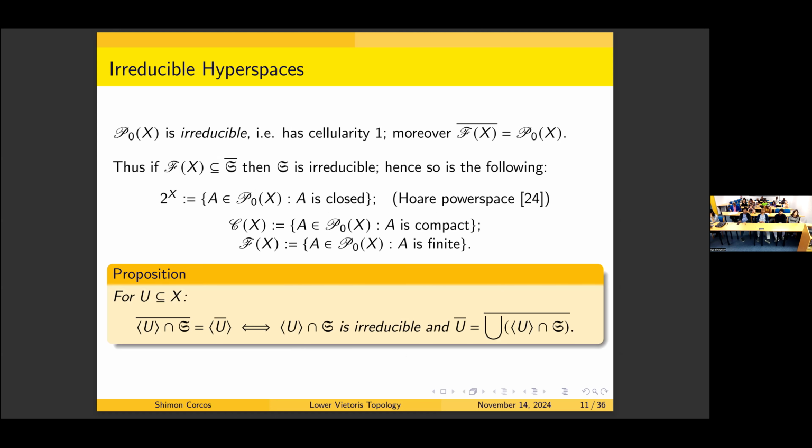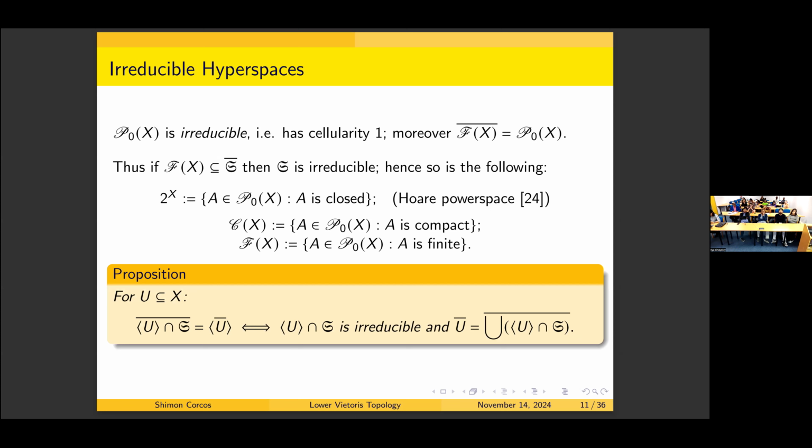Now, something strange happens with the lower Vietoris topology. The usual hyperspaces that are studied in the literature all have cellularity 1, which means that every pair of open sets must meet with each other. In particular, we have the set of all non-empty subsets of X being irreducible, which means exactly having cellularity 1. And the closure of the space of finite subsets is the set of all non-empty subsets of X.